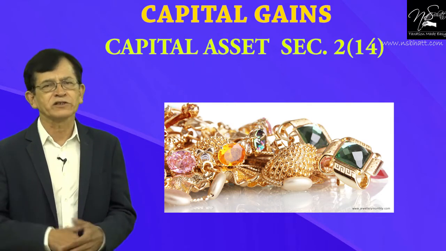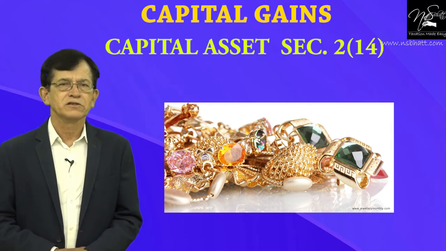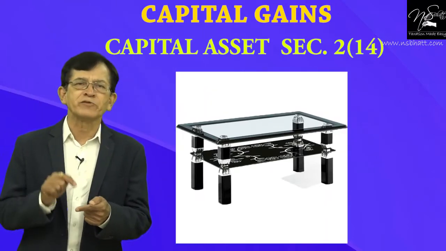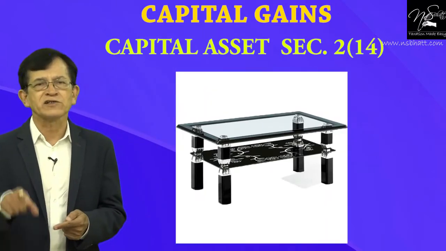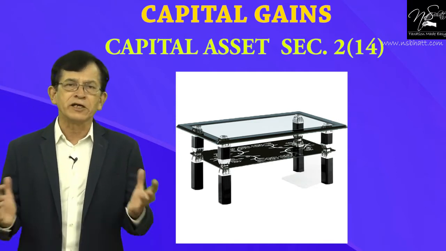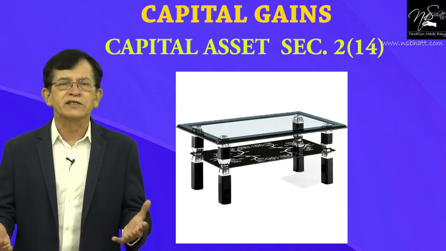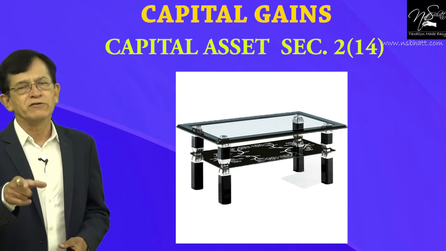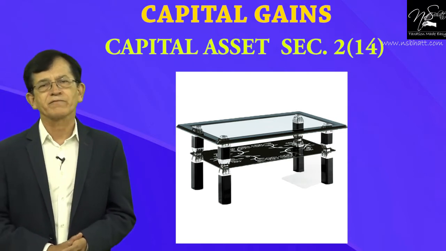Today what I did with the furniture: on the teapot, I fitted that precious metal gold, I fitted those precious stones. So furniture has lost its characteristic of being called a personal effect. The teapot, when I sell it, is a characteristic of what? Capital asset. And therefore, I will be subject to capital gains.